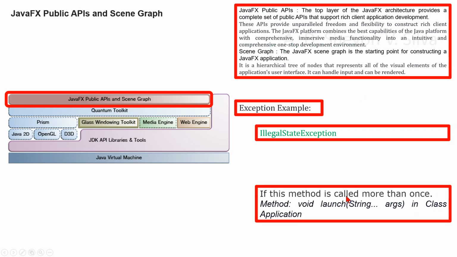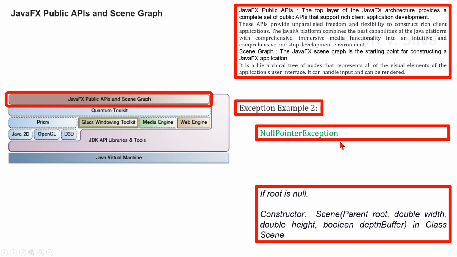As an example, we can consider this IllegalStateException. If this method is called more than once, the method we consider here is void launch(String... args) in class Application.